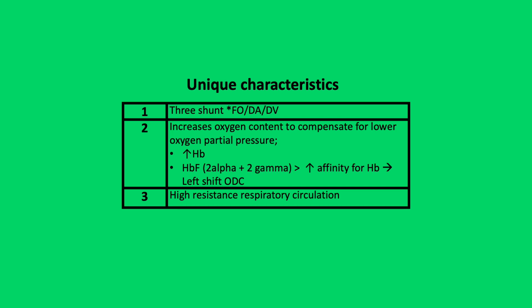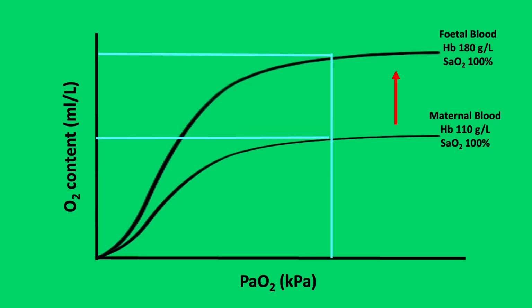Due to the low intrauterine oxygen tension compared to extrauterine life, the fetus increases the oxygen content to compensate for the lower partial pressure. This is achieved by increasing the haemoglobin, by the presence of fetal haemoglobin, which shifts the oxygen dissociation curve to the left, and finally the presence of a high resistance respiratory circulation. This graph compares oxygen content in mLs per litre against the partial pressure of oxygen in kilopascals on the x-axis. As shown, due to the increased haemoglobin, this results in a high oxygen content for a given PaO2.